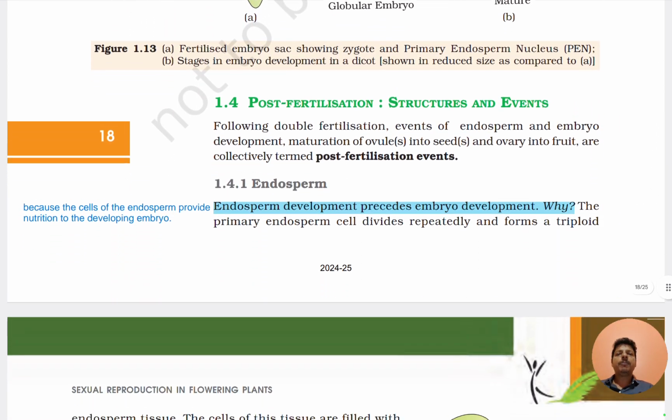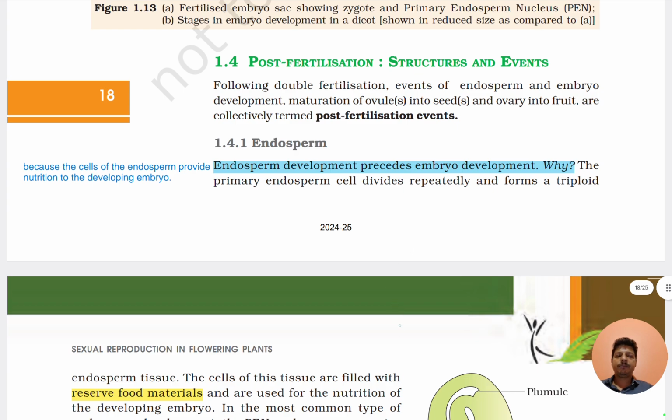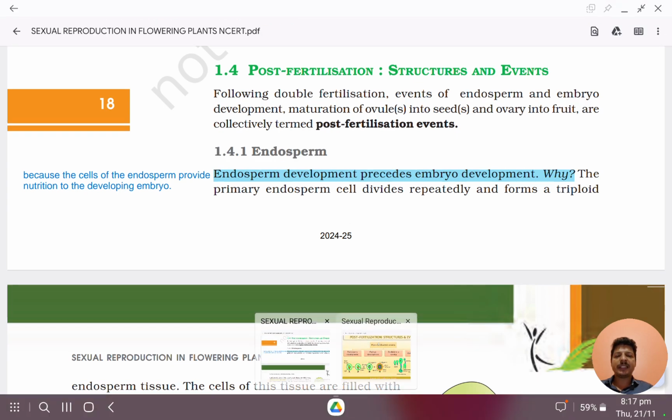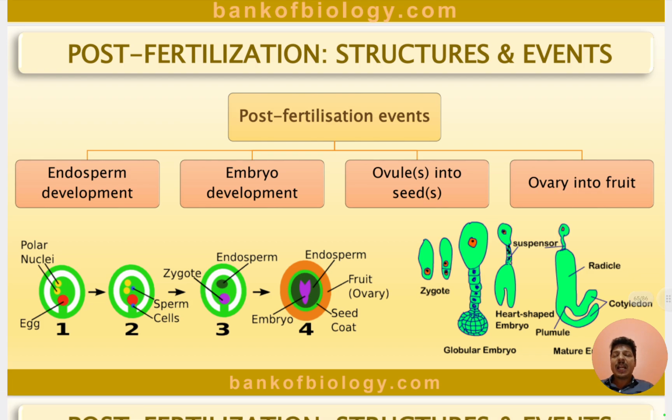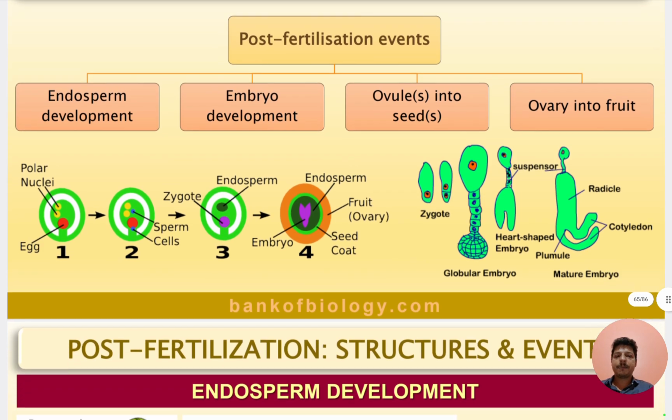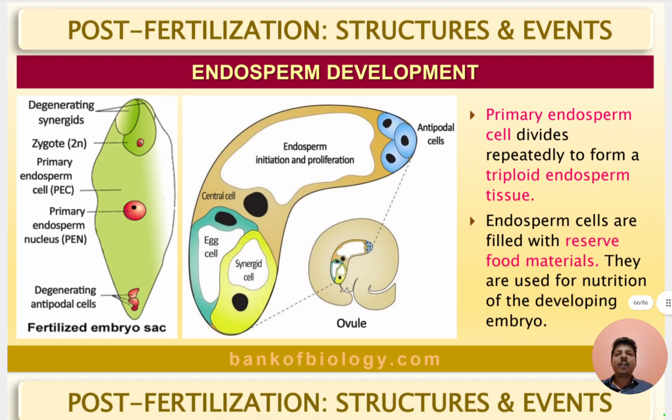Now coming to post-fertilization structures and events. Some more topics are left. First of all, endosperm development. Second, embryo development. Third, ovules into seed and ovary into fruit. These are the post-fertilization events. Let's start with endosperm development.